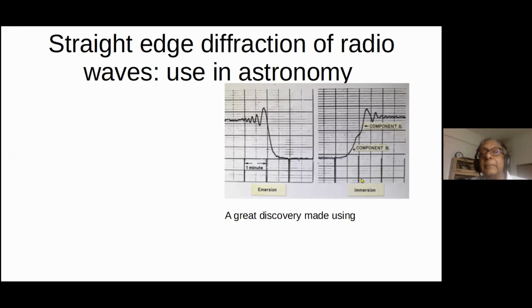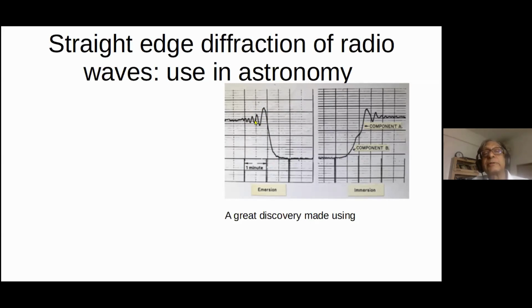So, immersion is when the intensity goes down. Immersion is when it comes out. So, by finding the accurate time of the step and finding where the moon was at that time, you get an accurate position of the source. But actually, you get more information, right?